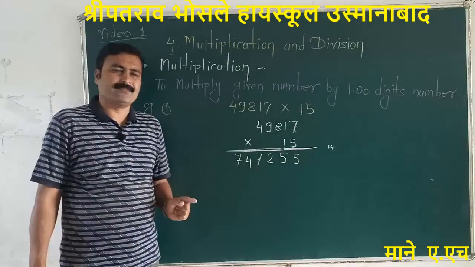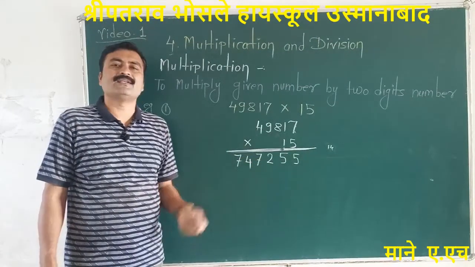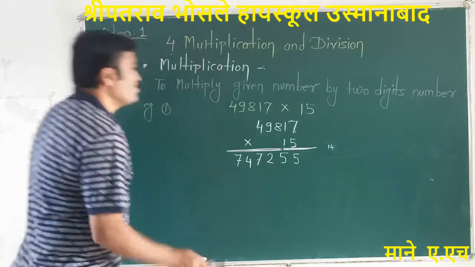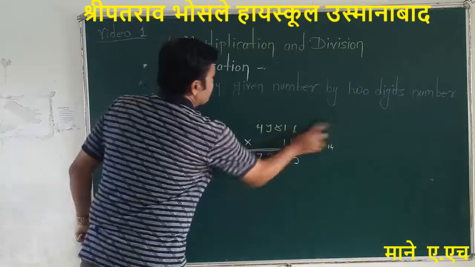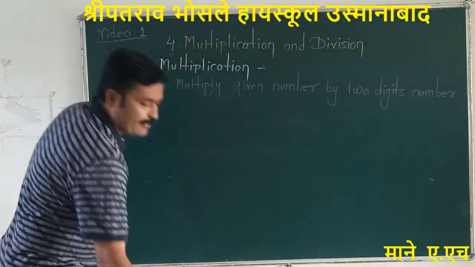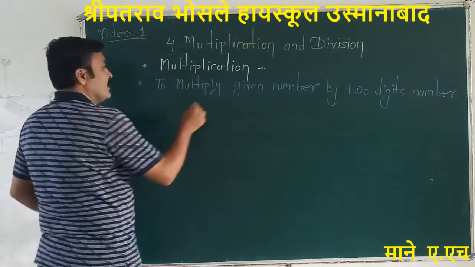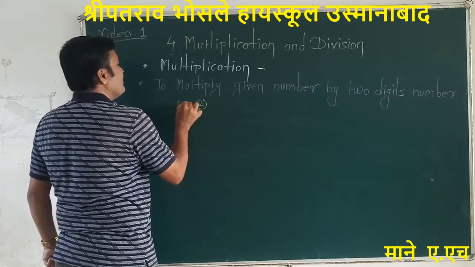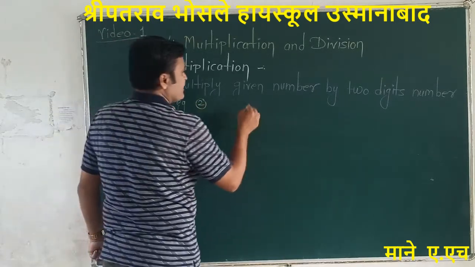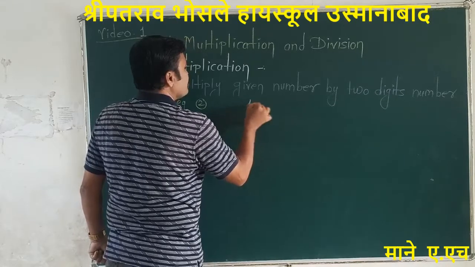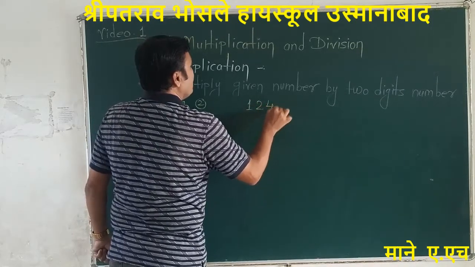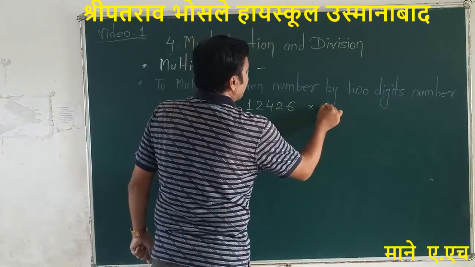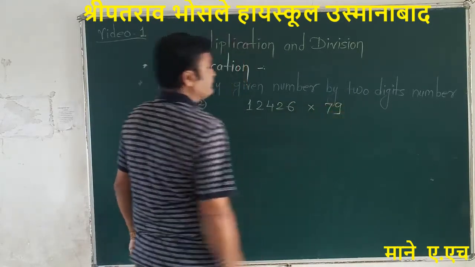In this example, a 2-digit number was quite simple, quite easy. Now let's proceed to the next example. In the next example, the 2-digit number I am getting is somewhat bigger than 30. That's important here. It is 12,426 multiplied by 79.